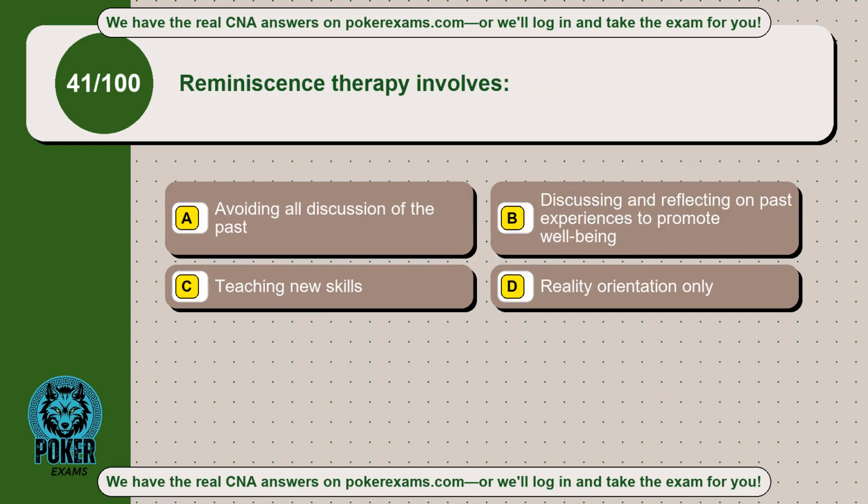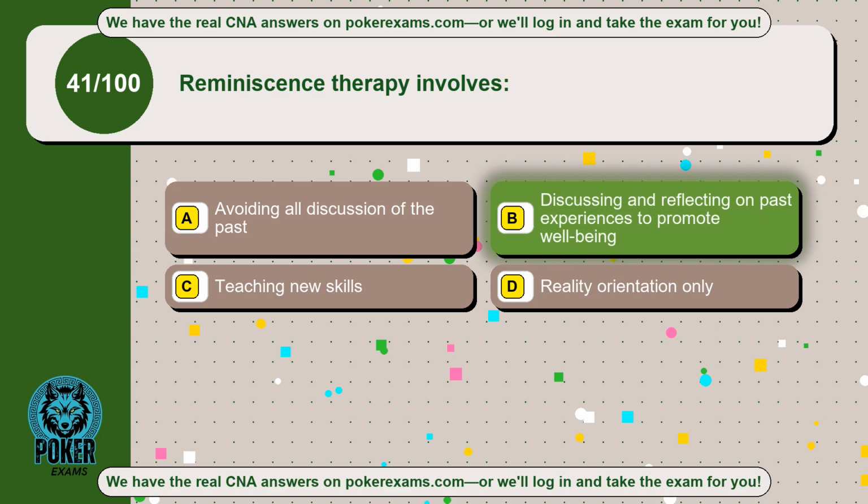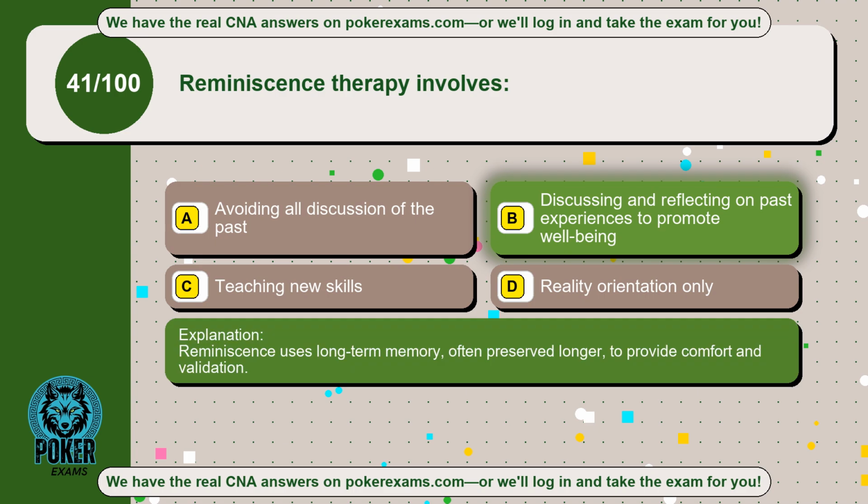Question 41. Reminiscence therapy involves. Option A, avoiding all discussion of the past. Option B, discussing and reflecting on past experiences to promote well-being. Option C, teaching new skills. Option D, reality orientation only. The correct answer is option B. Discussing and reflecting on past experiences to promote well-being. Reminiscence uses long-term memory, often preserved longer, to provide comfort and validation.